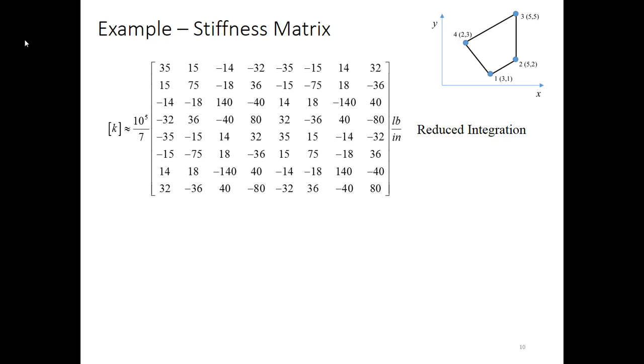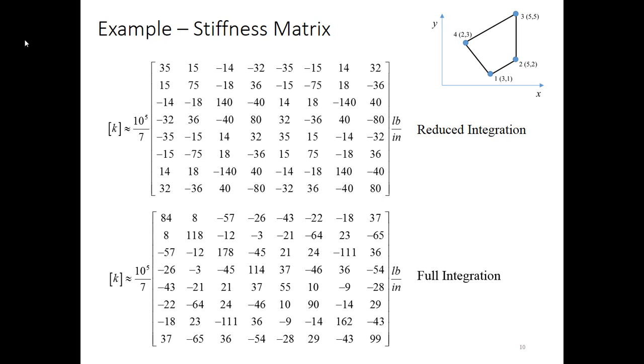I went ahead and followed this process for full integration, so evaluating the integrand at 4 different points, and this is the stiffness matrix that I obtained that way. It is in many ways similar, but if we just grab a little 2x2 section there, we can see something typical. Full integration usually has a higher stiffness, as you can see there.